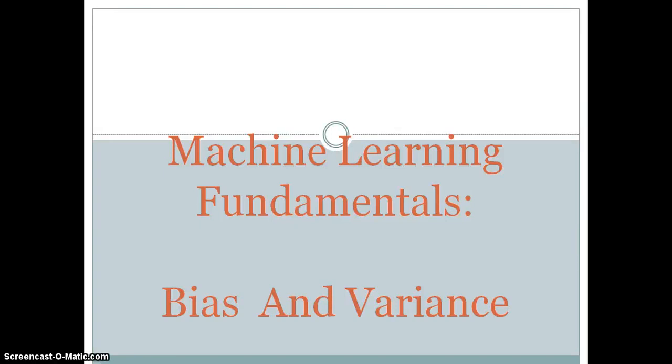Hi everyone. So in the series of big data lectures, today we will be seeing the machine learning fundamentals, that is the bias and the variance. These two properties play a very important role in machine learning algorithms. So we will see what is bias and what is variance in brief.